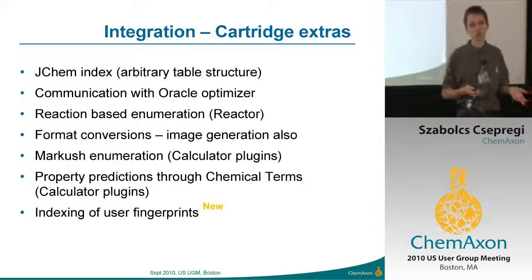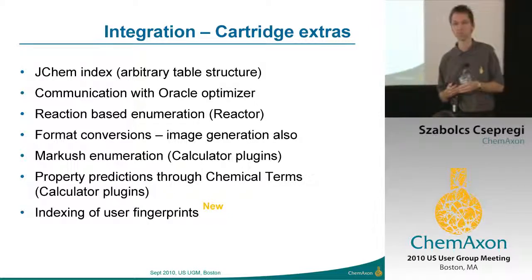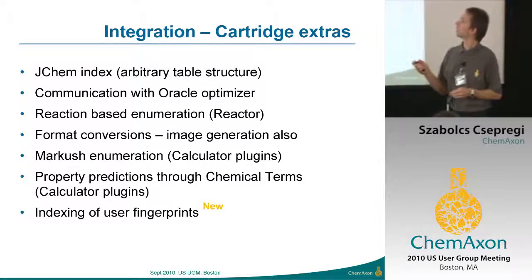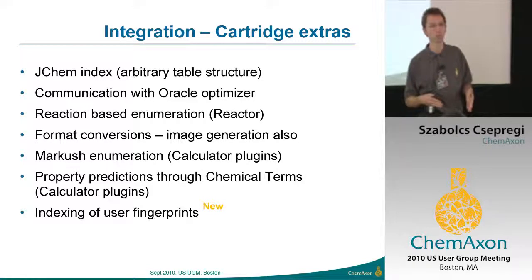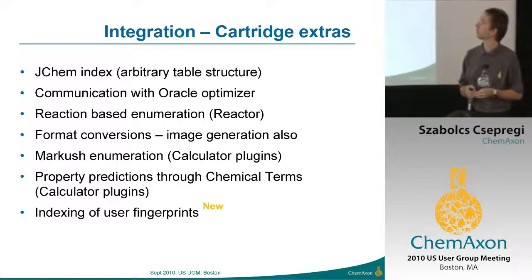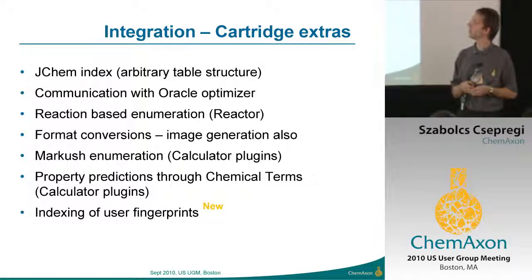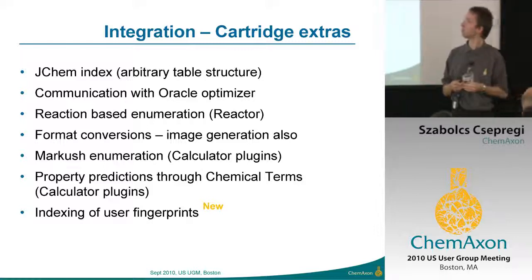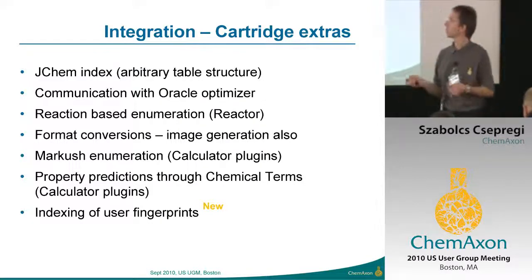Some cartridge goodies. This slide shows what functionality the cartridge provides in addition to JChem Base. So it provides the JChem index, which allows an arbitrary table structure. So in the cartridge, we are not limited to JChem tables, but an arbitrary table structure can be used. It also communicates with the optimizer and provides an interface for several other things like reaction-based enumeration, format conversions, Markush enumeration, property predictions, and so on.